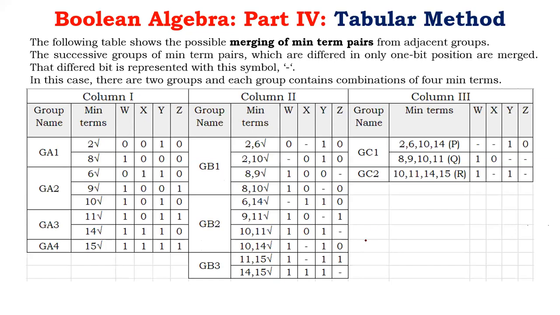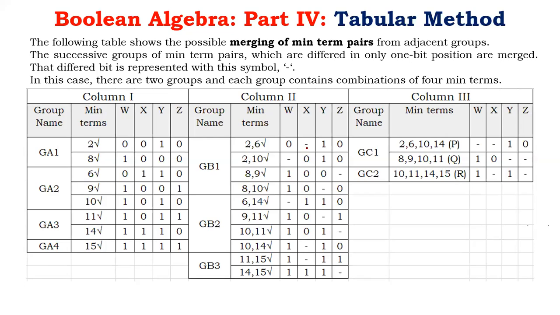Until we compare, there is no provision for comparing the min terms as per the 1 bit position change. Till then, we should keep comparing repeatedly. So GB1 and GB2, then we will get GC1. In GC1, the dash will be treated as the same element. If there is 2, 6 and 6, 14, there is no 1 bit position change. There is 2 bit position change, 0 dash and 1 dash.